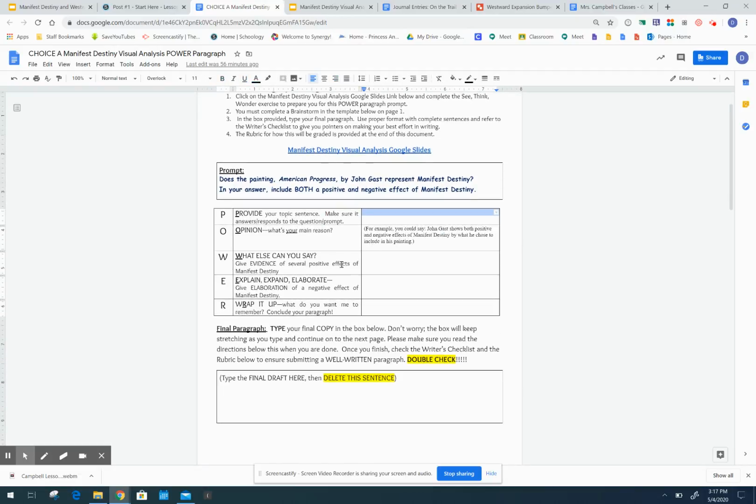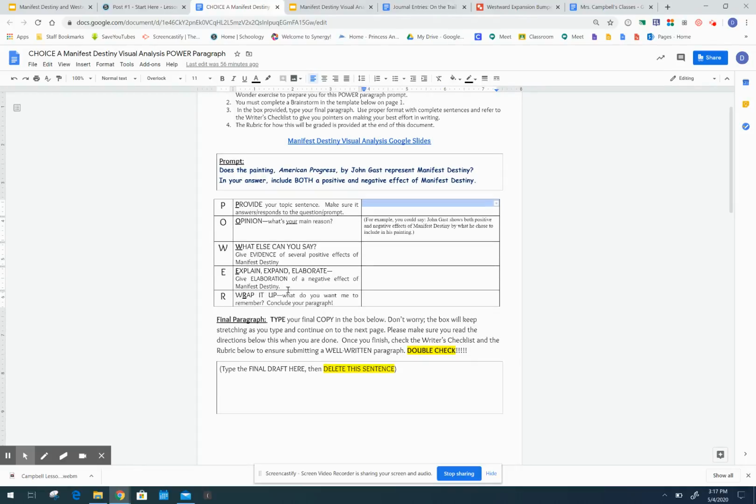Then, as always, we've done power paragraphs throughout the year. You're going to go ahead and use the brainstorm template. And I've given some helpful hints here to help you with your brainstorming. I've given you a suggestion of a possible opinion that you can put. Your W can be focusing on the positive effects of manifest destiny that you've learned about. And the E can be expanding or elaborating on a negative effect of manifest destiny. So that's a way for you to respond to this prompt in a way that I hope is helpful.